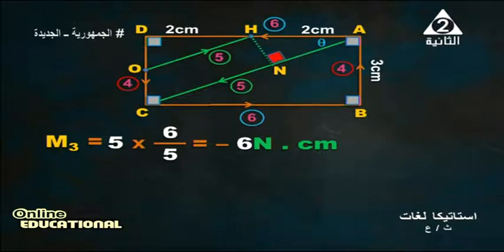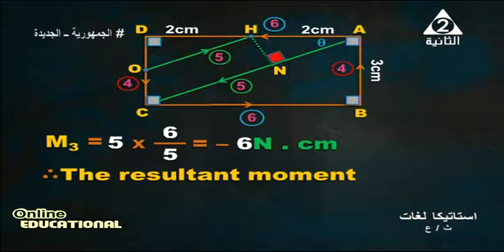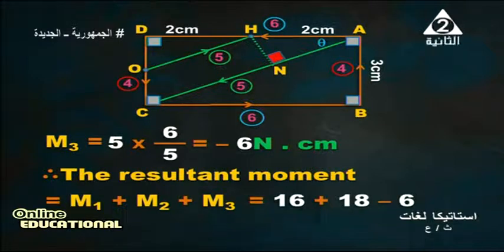Why negative? Because it is clockwise. The resultant moment of the couples is M1 plus M2 plus M3. How many couples? 3 couples. What is the summation? 16 plus 18 minus 6. The answer is 28 Newton centimeter.